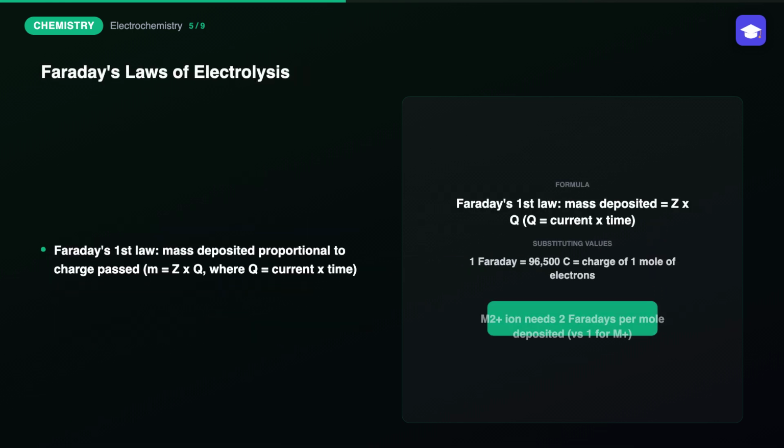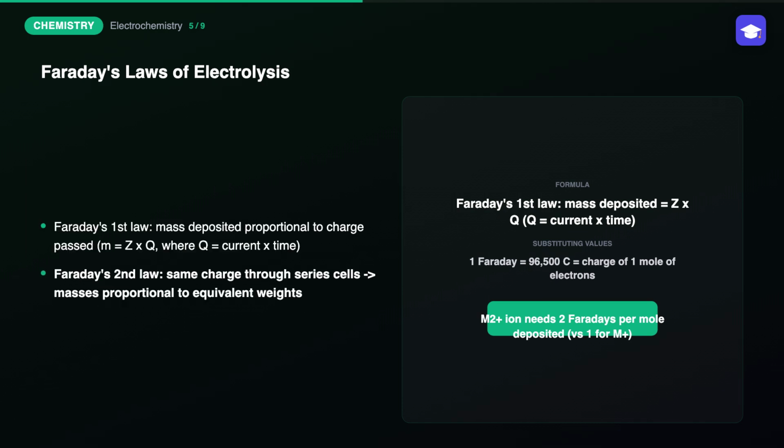Electrolysis uses externally supplied electrical energy to drive an otherwise non-spontaneous redox reaction forward, in direct contrast to a galvanic cell, and Faraday's two laws quantify exactly how much chemical change results from a given quantity of electric charge. Faraday's first law states that the mass of substance deposited or dissolved at an electrode is directly proportional to the total quantity of electric charge passed through the cell. Mass equals Z times Q, where Z is the electrochemical equivalent, and Q equals current multiplied by time.